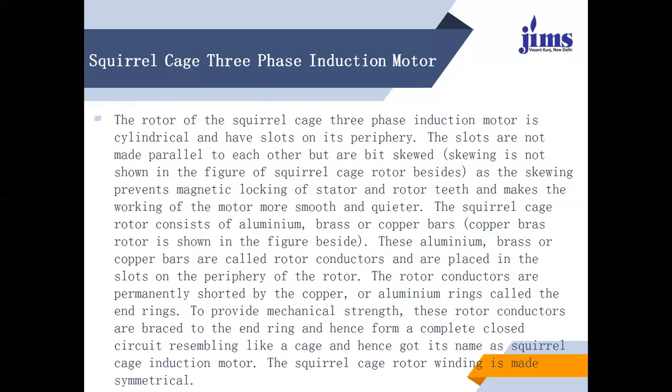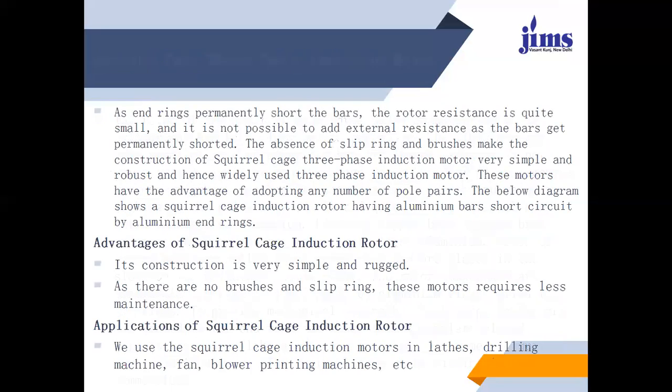The squirrel cage rotor winding is made symmetrical in nature as the end rings permanently short the bars. The rotor resistance is quite small and it is not possible to add external resistance as the bars are permanently shorted. The absence of slip rings and brushes makes the construction of a squirrel cage three-phase induction motor very simple and robust, and hence it is a widely used three-phase induction motor. These motors have the advantage of adopting any number of pole pairs. The diagram below shows a squirrel cage induction motor having aluminum bars short-circuited by aluminum end rings.